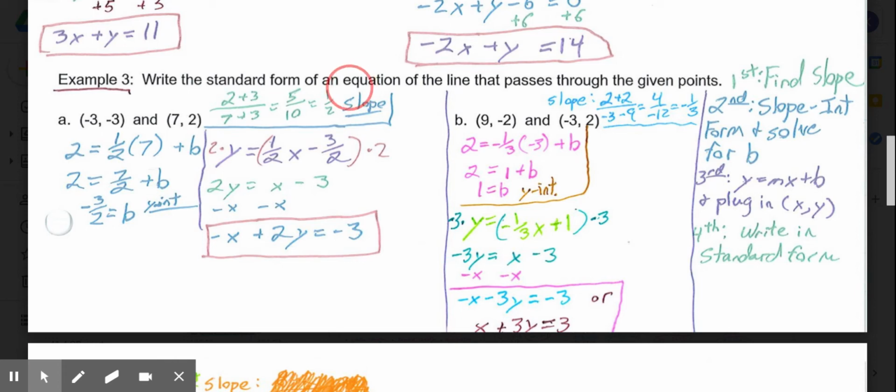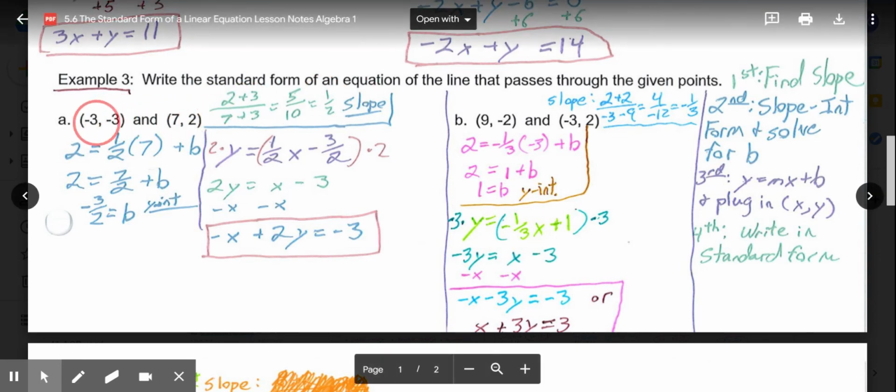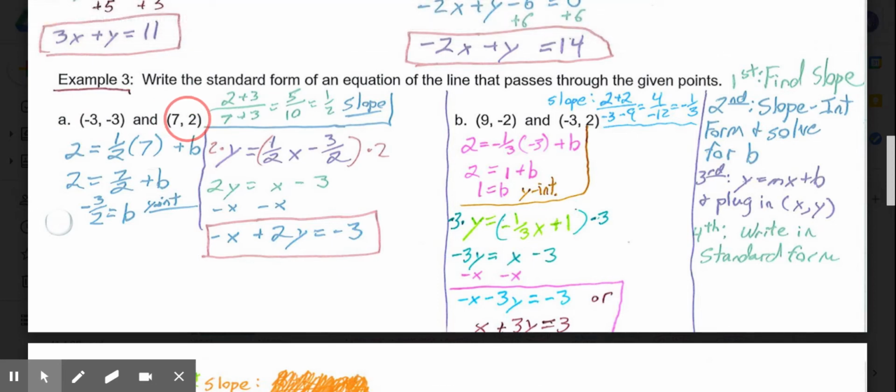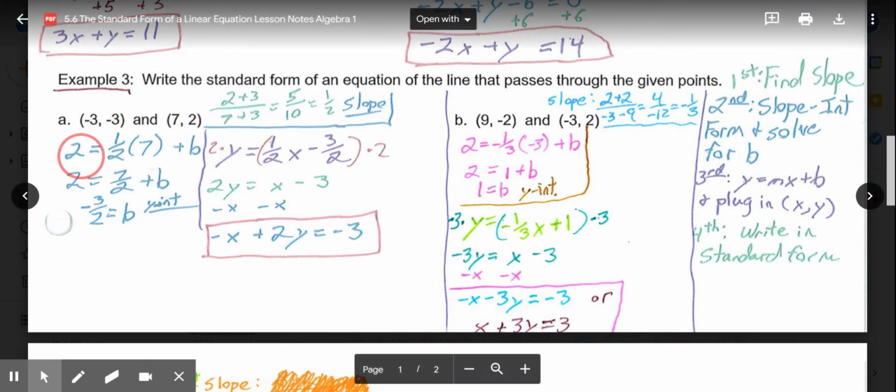Step 2, write the equation in slope-intercept form to solve for b. So I need y equals mx plus b, and I can plug in either of these 2 points for x and y to find b. So I'm going to use the 2 and 7 for x and y. So I'd have the 2 in place of y, so 2 equals 1/2 times x plus b. So I end up with 2 equals 7/2 plus b. Subtract the 7/2 from 2. So b equals -3/2, or 1.5.